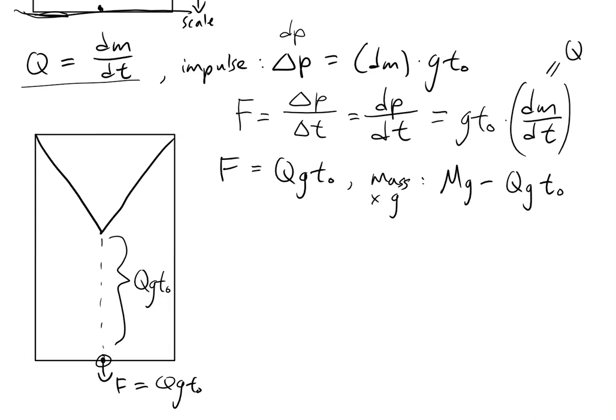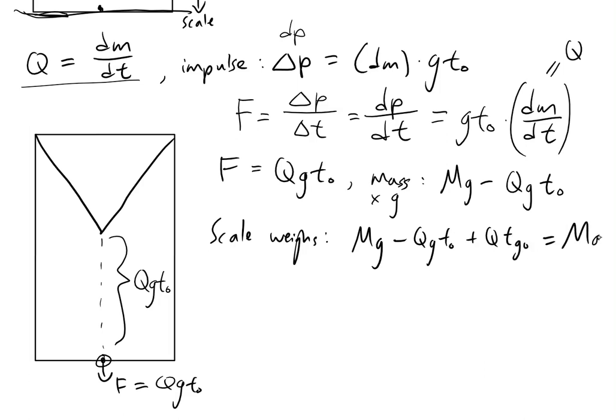So in the end, the scale is missing out on these pieces of sand, but that is recontributed by this falling piece. So the total weight that the scale weighs is going to be equal to the original mass minus QGT0 plus QGT0, which is going to be equal to the original mass mg.